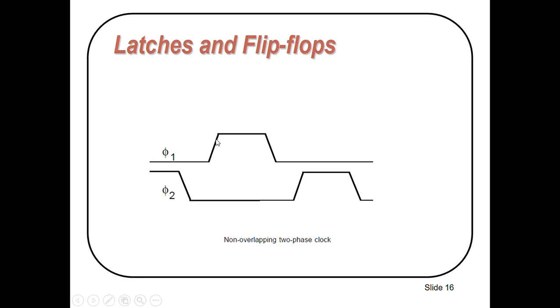These are basically two clocks. So we have to use a non-overlapping two-phase clock, phi 1 and phi 2, in our latch and flip-flop designs. This is just an example of non-overlapping two-phase clocks.